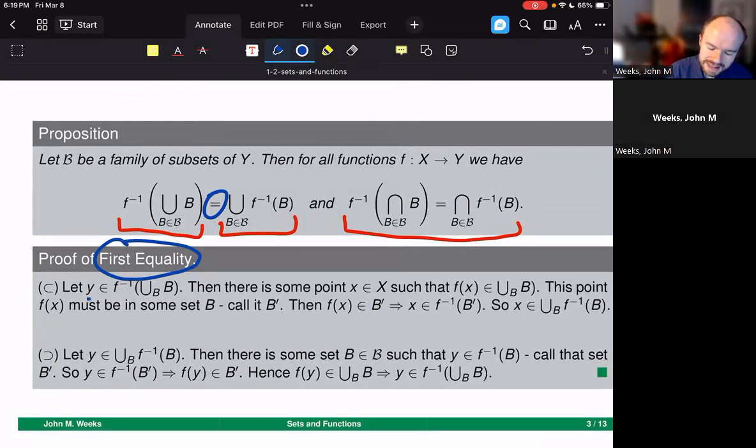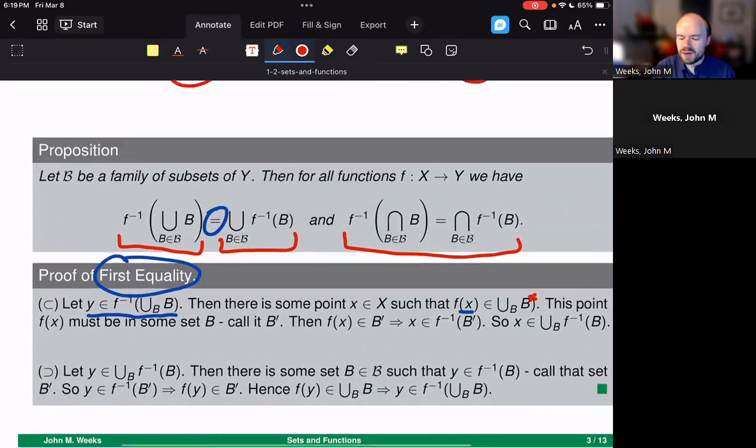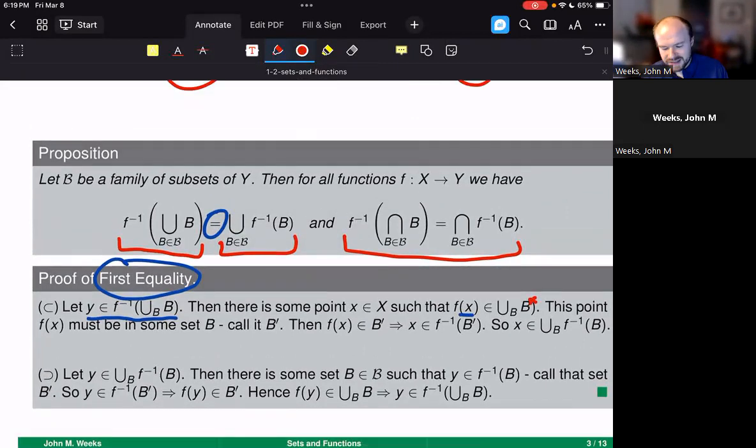Let's start with an element that's in f inverse of the union of this arbitrary collection of sets. Then there's going to be some point x inside of X, using the definition of f inverse, such that f of x is inside the union of this arbitrary collection. So f of x is in the union of these B's. Well, this point f of x is going to be in one of these sets. That's the definition of being in the union, and I'll call that B prime. So f of x is inside of B prime. Well, what does that mean? By the definition of inverse image, that means that x is inside of f inverse of B prime.